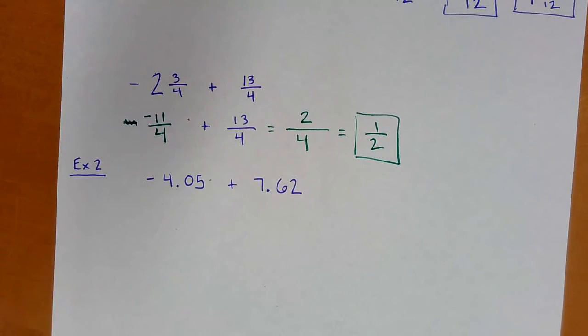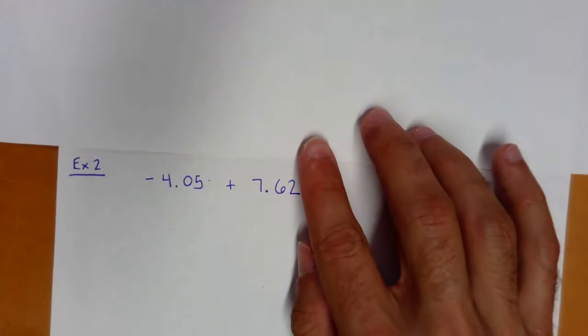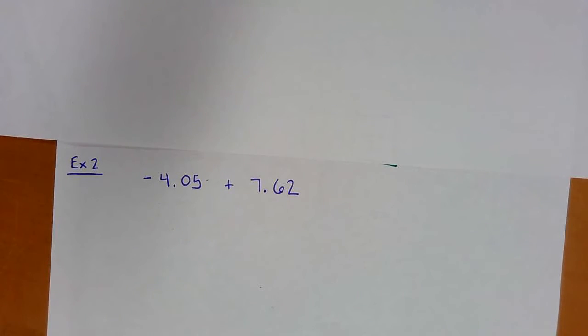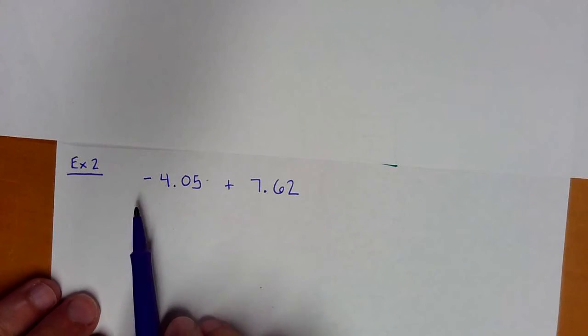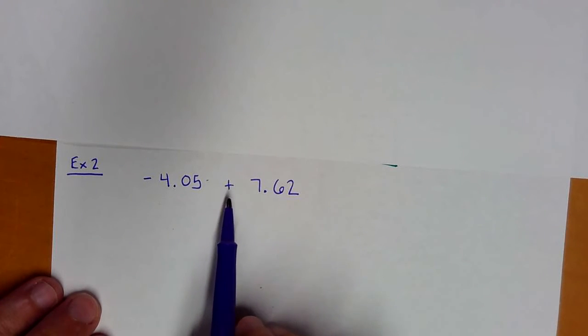We can also add positive and negative rational numbers in the form of decimals. Again, we're following our integer rules. So negative 4.05 plus 7.62.